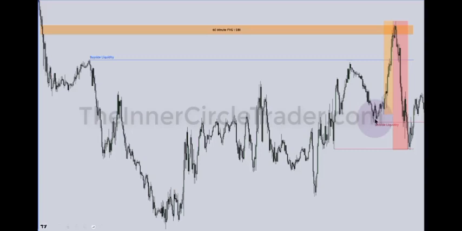Is it consolidating? Is it offering a small little pause in price where it goes sideways for a little while, which would be accumulating long positions? That's allowing smart money to accumulate longs.